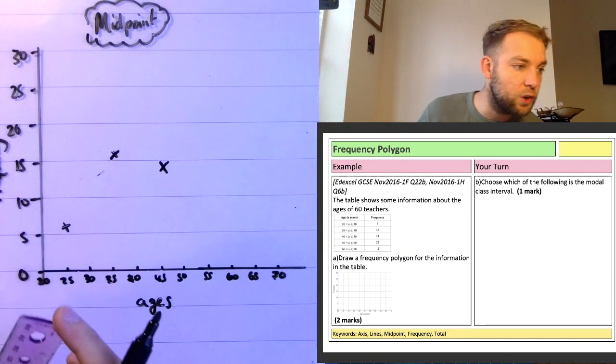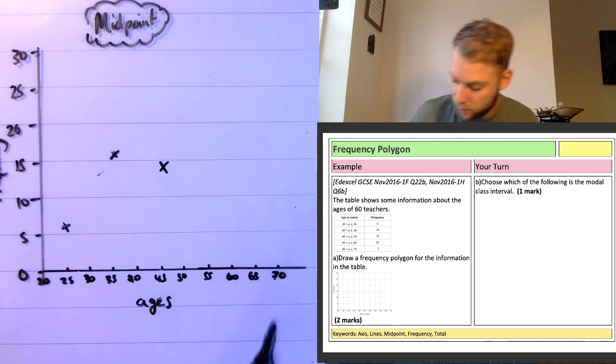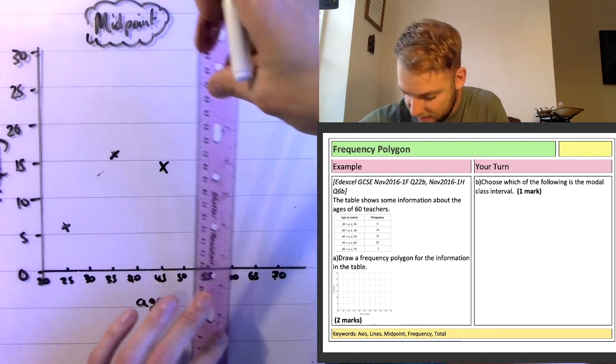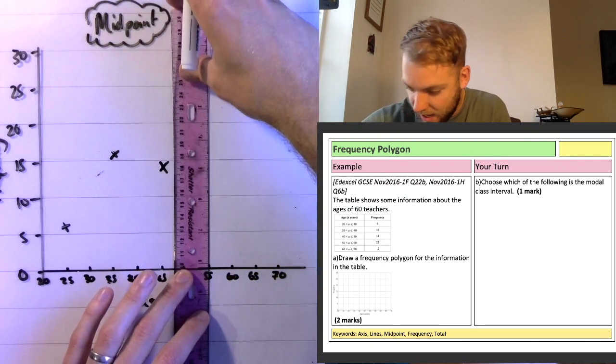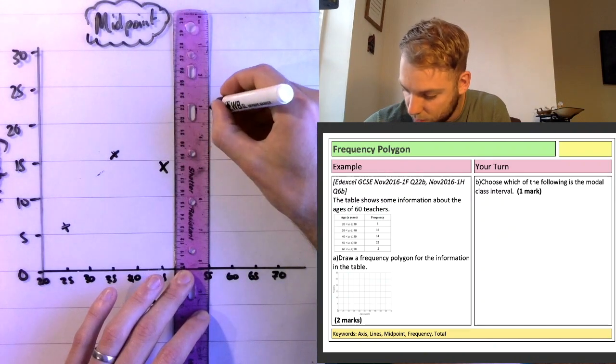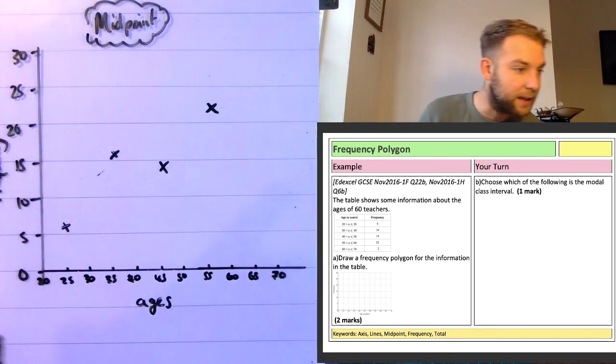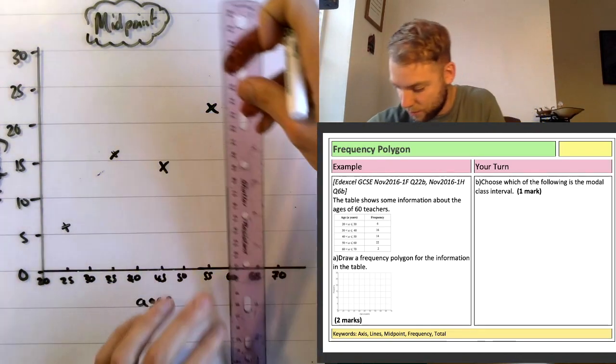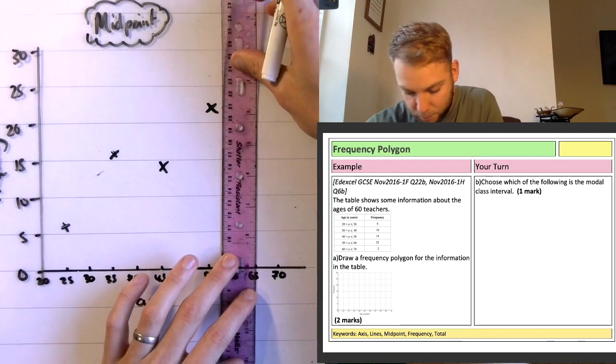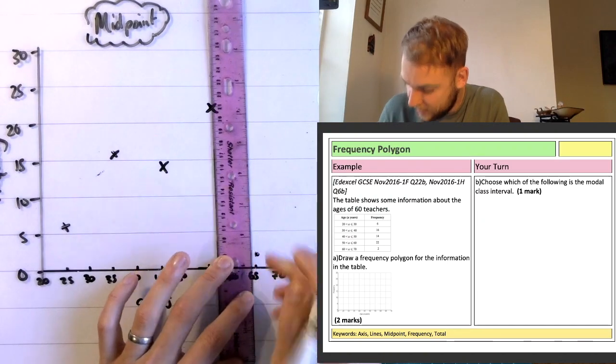Between 50 and 60 is 22. So between 50 and 60 is 55, and that is 22. So 21, 22, which is about there. Brilliant. And the last one between 60 and 70 is 2. So between 60 and 70, the midpoint of that is 2, which is going to be there, like so.